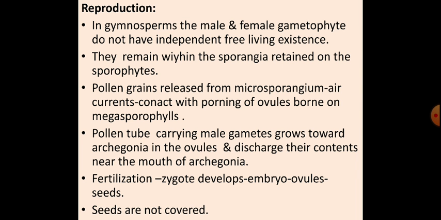They'll form the pollen tube. This pollen tube will carry the male gamete and reach the ovule. What will happen? Male gamete will fuse with the female gamete. Zygote is developed. Zygote develops into embryo. Embryo develops into seed. And these seeds are not covered. Understood?